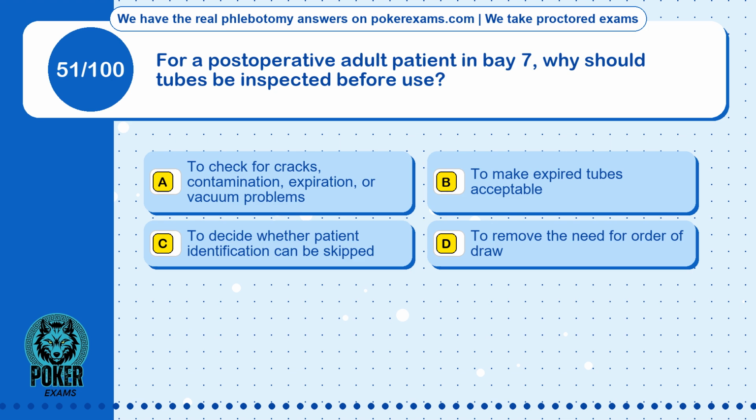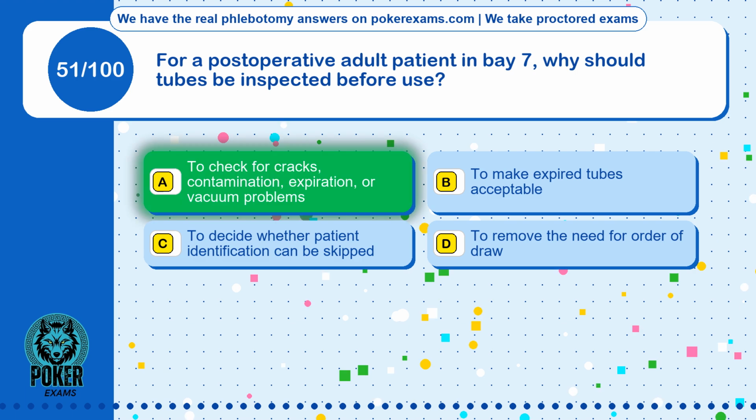Question 51. For a postoperative adult patient in Bay 7, why should tubes be inspected before use? Option A, to check for cracks, contamination, expiration, or vacuum problems. Option B, to make expired tubes acceptable. Option C, to decide whether patient identification can be skipped. Option D, to remove the need for order of draw.